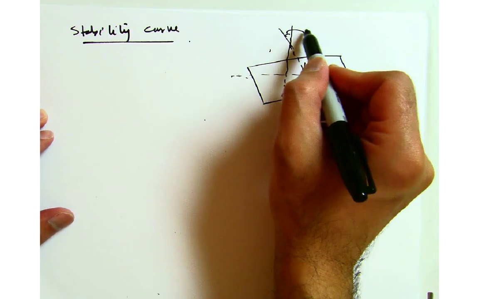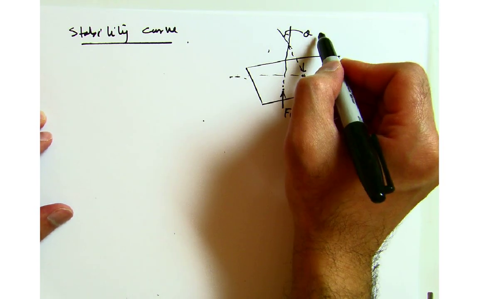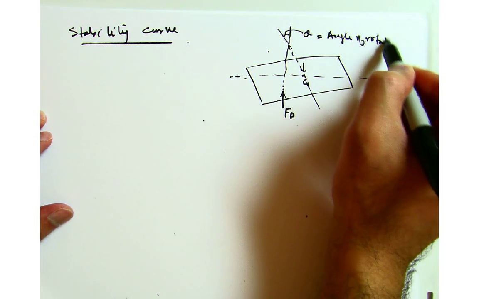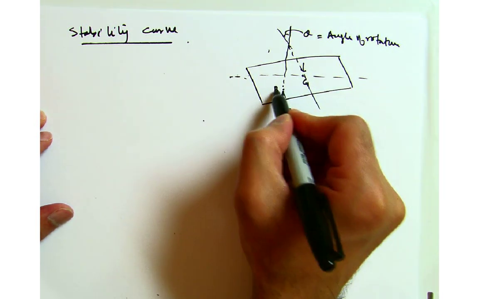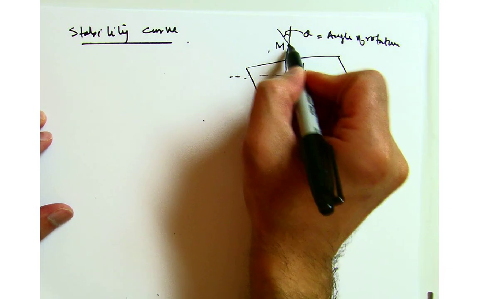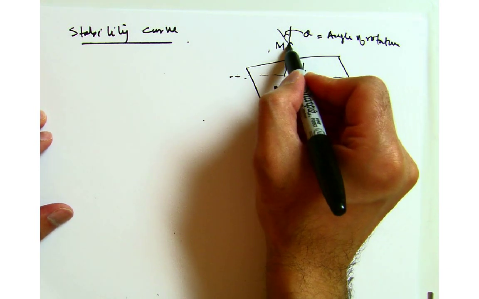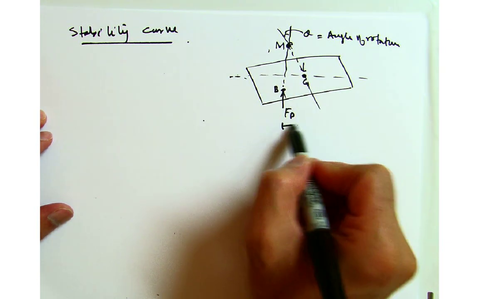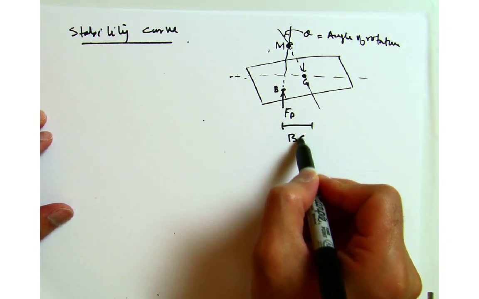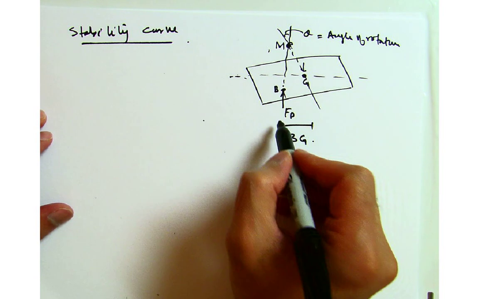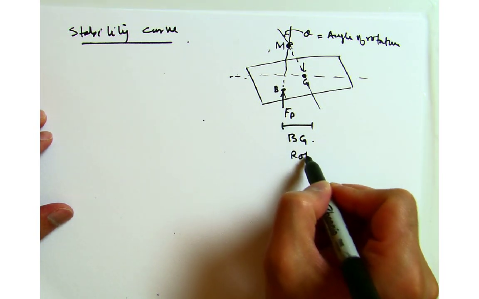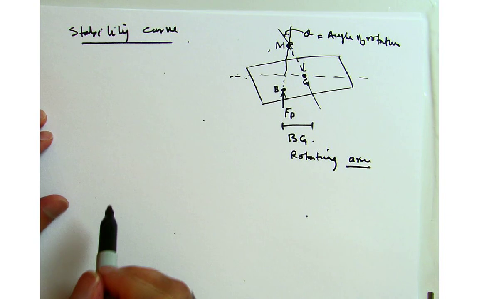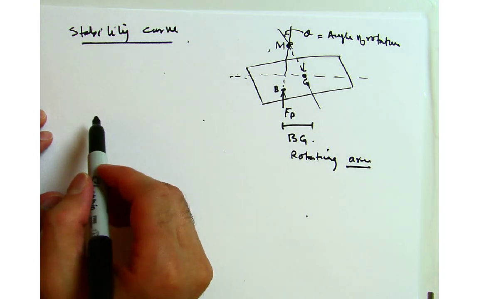So this angle, which I'm calling theta, is called the angle of rotation. Okay, this point is B, this point is M, where these two intersect. This is M, this point is B, this is G. The distance, I can call this BG, and this is also known as the rotating arm. Okay, and the idea is, let me actually draw this curve.